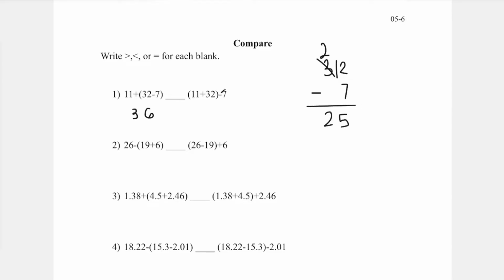11 plus 32 would be 43. Subtracted by 7. Once again, we borrow 1 from the 4. Okay. 13 minus 7 is 6. And then the 3 will come down. So the answer is 36. And now we have to state whether they're greater than, less than, or equal to each other. And 36 is equal to 36.